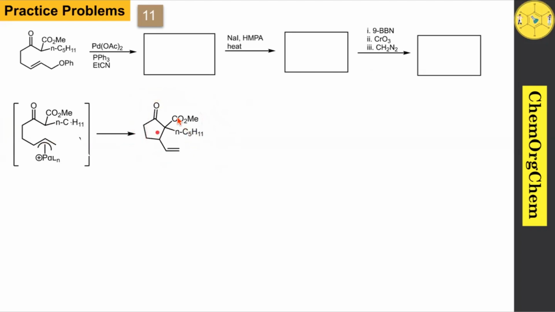Now this respective product reacts with sodium iodide, HMPA and heat. So here what happened? Krapcho decarboxylation takes place. As per this condition, the iodide ion readily attacks the methyl carbon, which leads to generation of the corresponding carboxylate ion. When we heat, it readily undergoes decarboxylation to produce this respective product. So the name of the reaction is Krapcho decarboxylation.